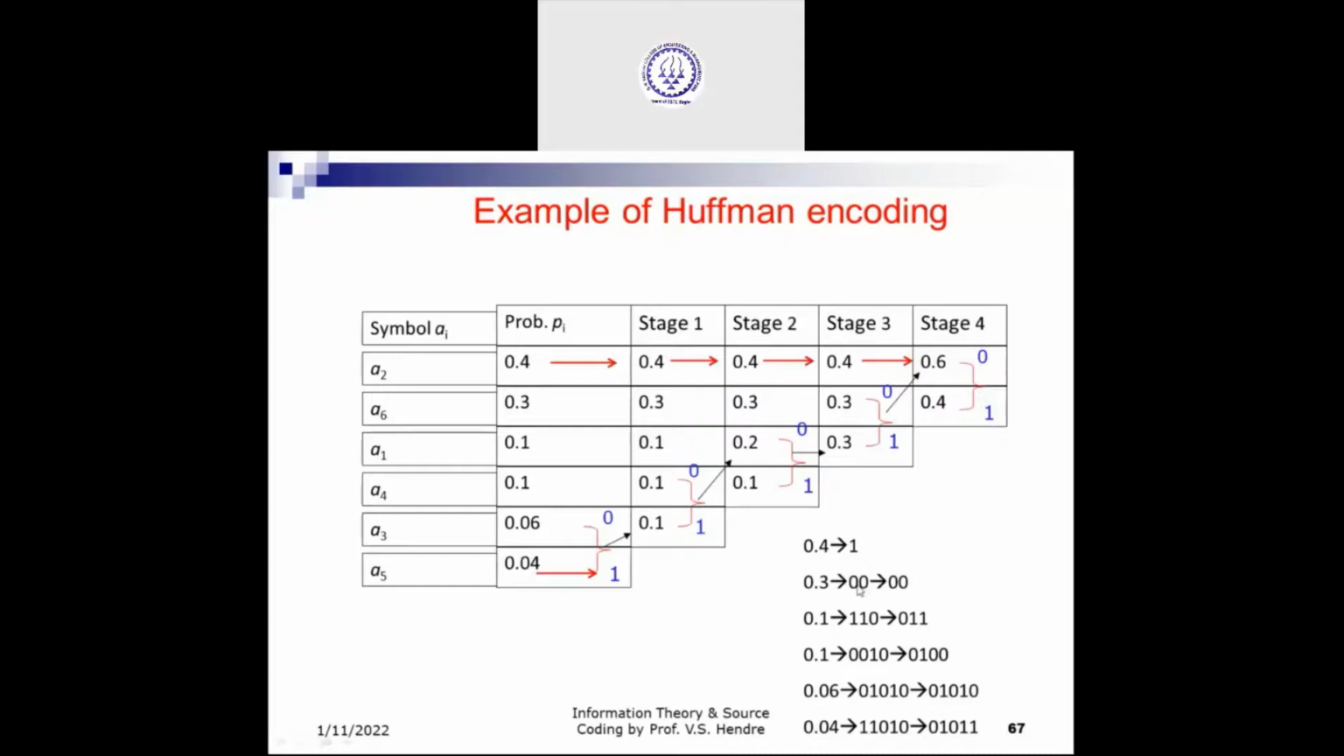Basically, we have to go from stage 4 to stage 1 in the reverse order. But I am following the forward order. So my final code will be in the reverse order. So here 0, 0, its reverse order is also going to be 0, 0. So it will remain the same for 0.3.